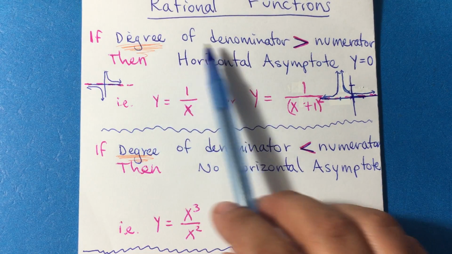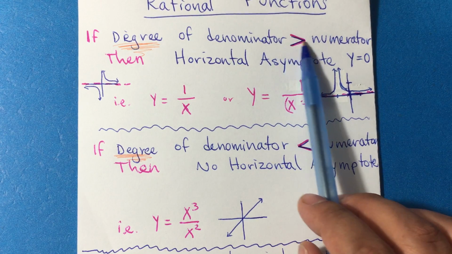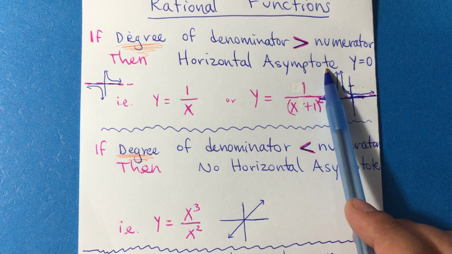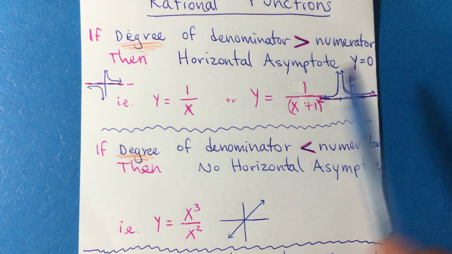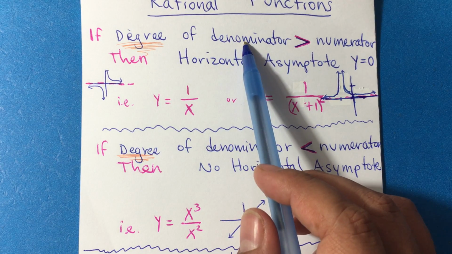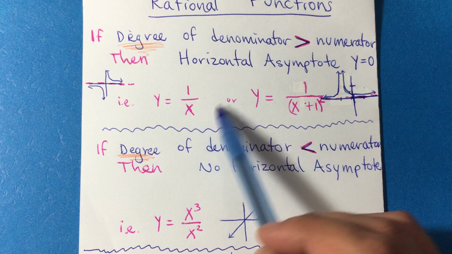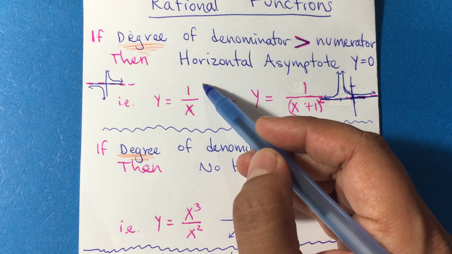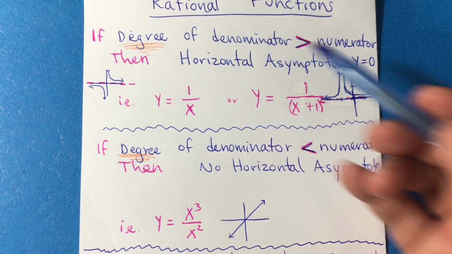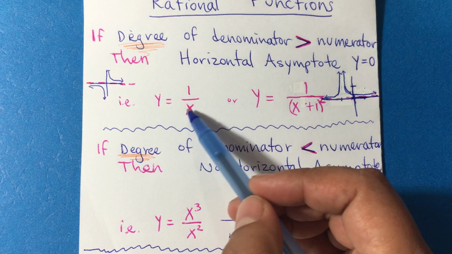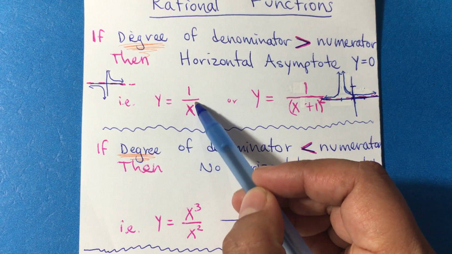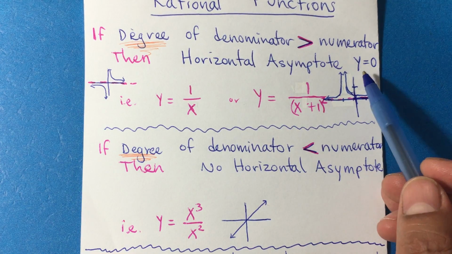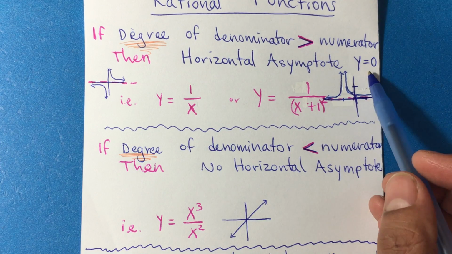It says that if the degree of the denominator is greater than the numerator, then the horizontal asymptote will be y equals 0. What does that mean? In the denominator, we have x. The numerator has x to the 0, which means 1, right? x to the 0 is 1. So whenever the denominator has a higher degree, in this case 1, and in the numerator we have x to the 0, then the asymptote will be y equals 0.